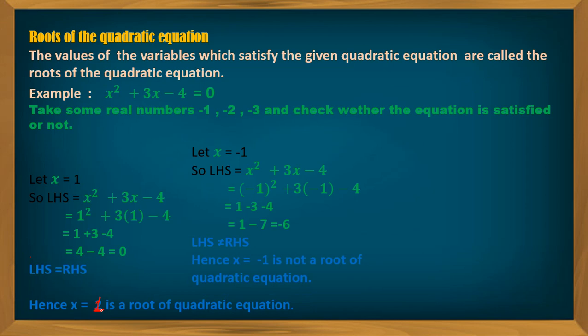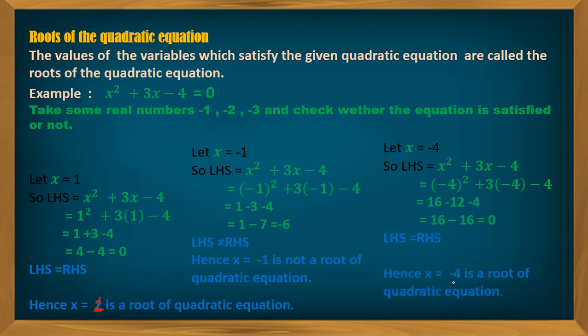As we have seen in the earlier slide, a quadratic polynomial has at most 2 zeros. That means the quadratic equation also has at most 2 solutions or 2 roots. So here we get one solution, x is 1. Now let us consider one more value, x is minus 4. By putting x as minus 4, we get the left hand side and right hand side equal. That means x is equal to minus 4 is a root of the quadratic equation.